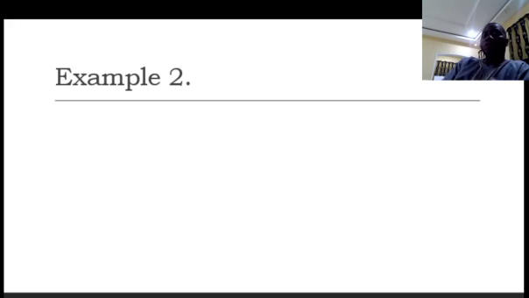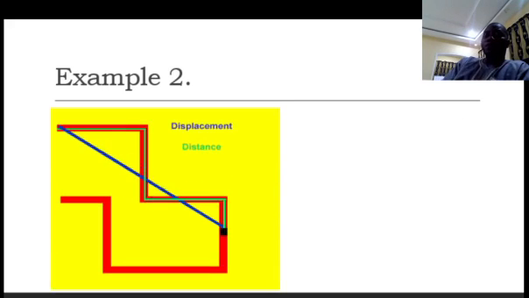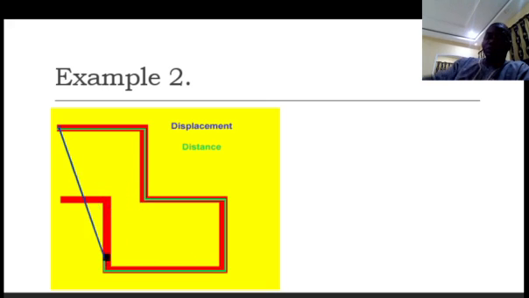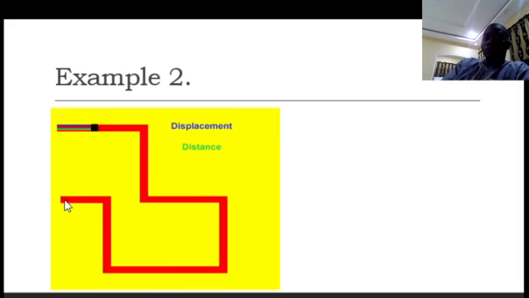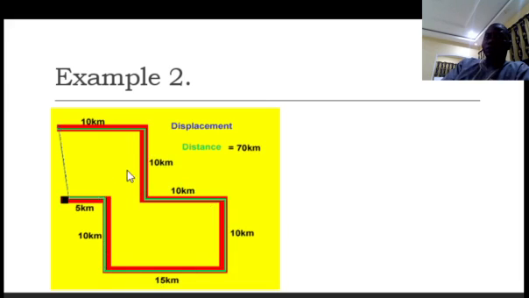Okay, let's look at another example here. If you look at this demonstration, the journey started from here and goes this way, and 10 kilometer, 10 kilometer, 15 kilometer, 10 kilometer, and 5 kilometer. So to get your distance here, you add all the paths covered. So that was 10 plus 10 plus 10 plus 10 plus 15 plus 10 plus 5. That will give you 70 kilometer.